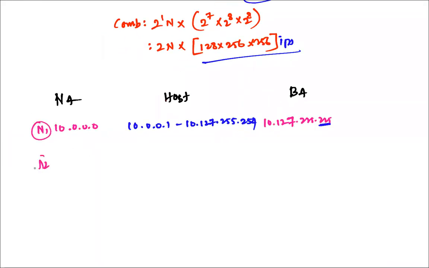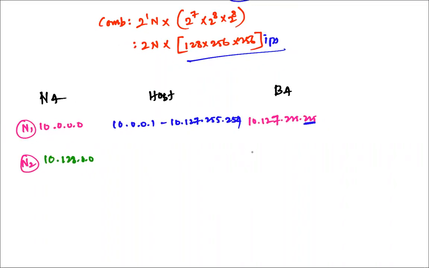So we'll have network number 2 now, which is 10.128.0.0. Okay. From there till 10.255.255.255. Okay. Yes. Now what is the valid range?